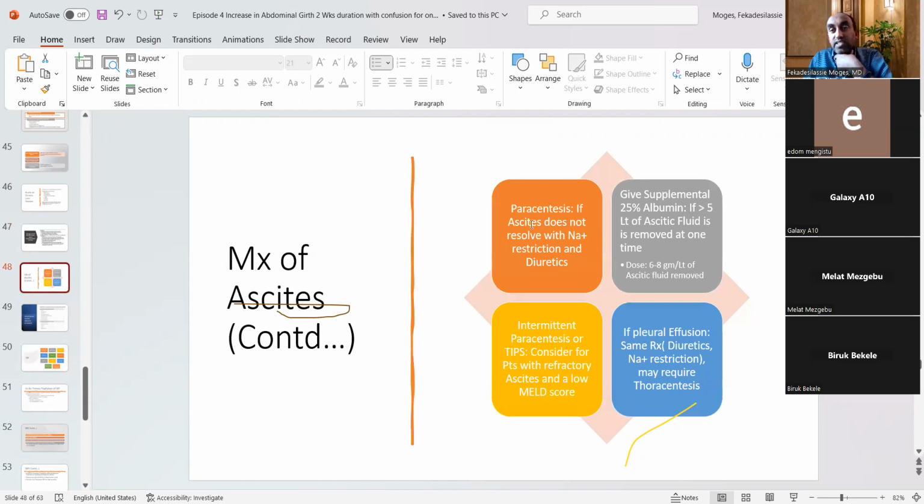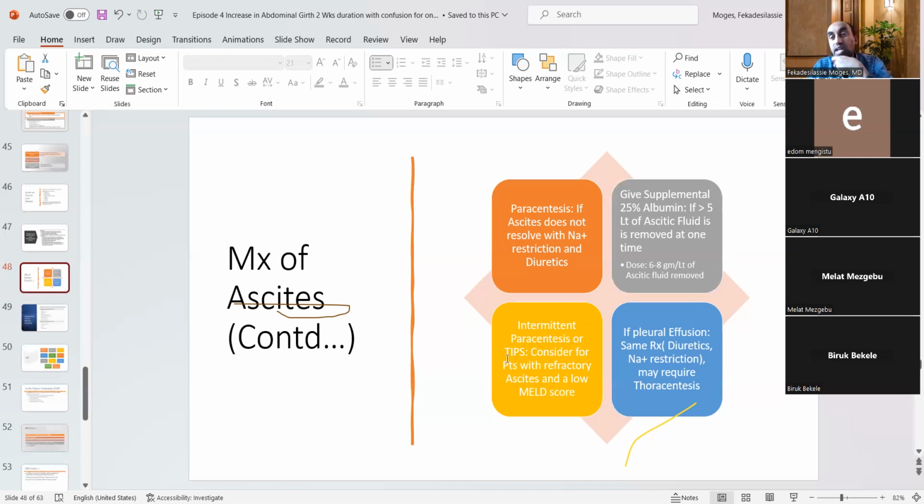So paracentesis can be considered if ascites doesn't resolve with sodium restriction and diuretics. You have to give supplemental 25% albumin. Dose is here, especially if you are removing more than 5 liters right away at one go. You have to supplement with albumin, otherwise there will be significant circulatory compromise. Okay. Intermittent paracentesis can be considered for patients with long-standing ascites and symptomatic. And you can also consider TIPS.